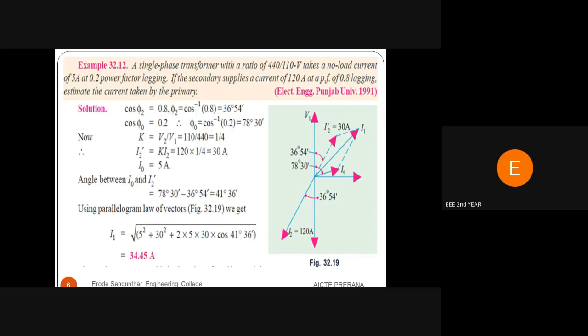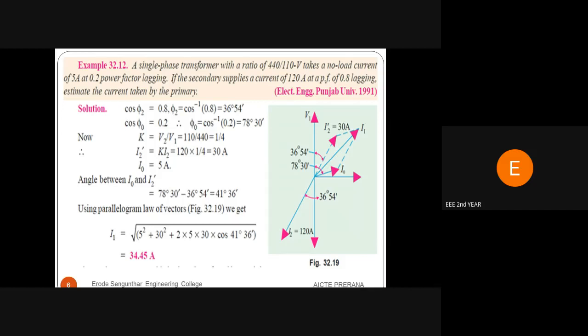Based on the transformation ratio formula K equals V2 by V1, we can substitute 110 by 440 voltage, giving 1 by 4. That is the transformation ratio value. Another formula: I2 dash equals K into I2. That is the I2 current transferred to the primary side. So the K value is 1 by 4.